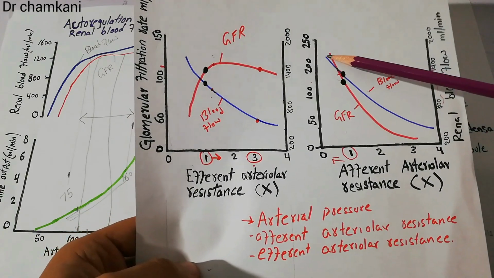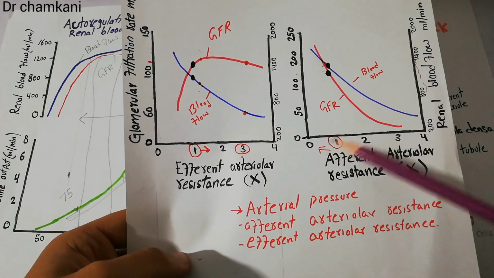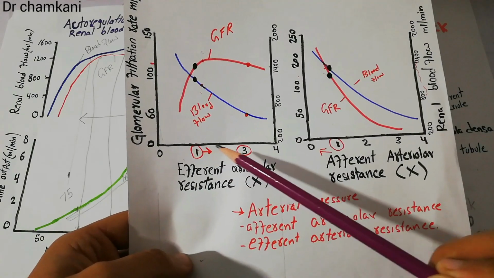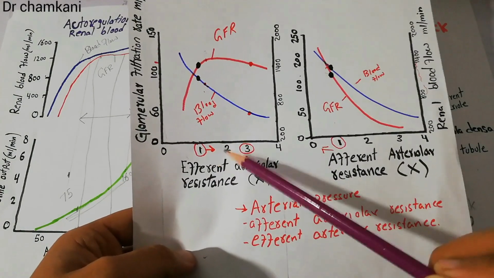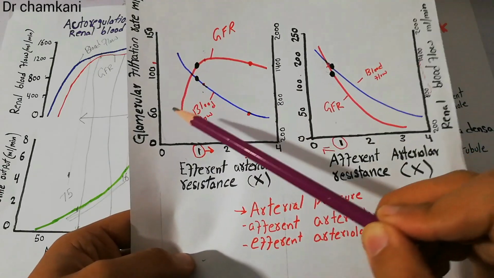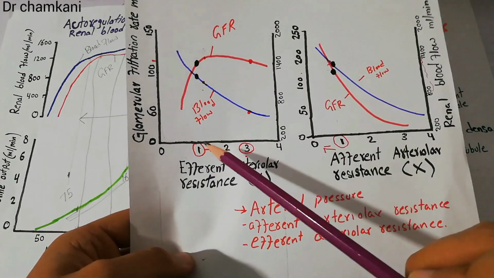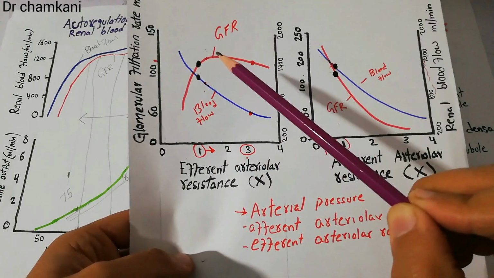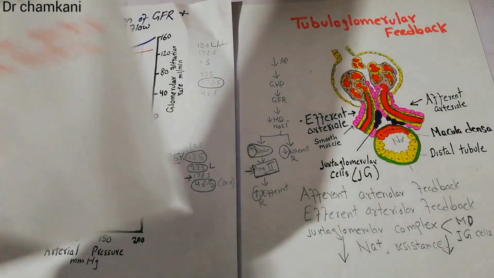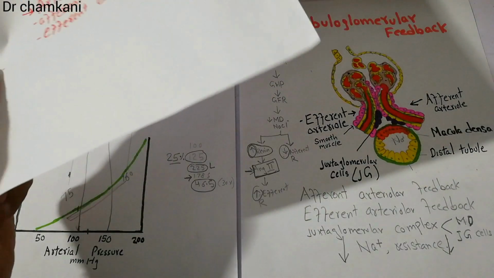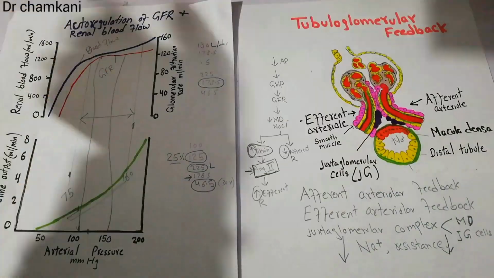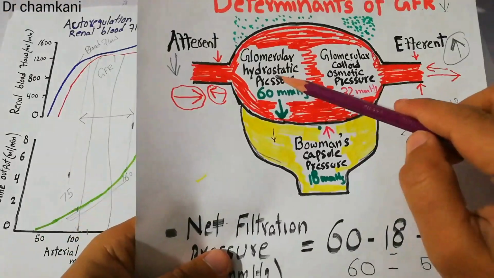So decreasing resistance at the afferent arteriole will increase the GFR. Increasing resistance at the efferent arteriole will initially increase the GFR, but if the resistance increases too much, then the GFR will drop. So that's how it has an effect on the glomerular hydrostatic pressure.